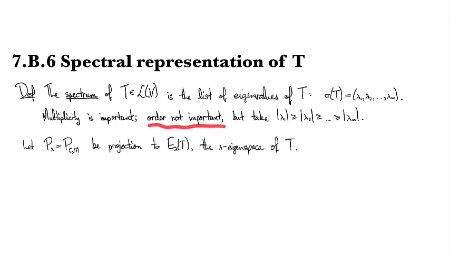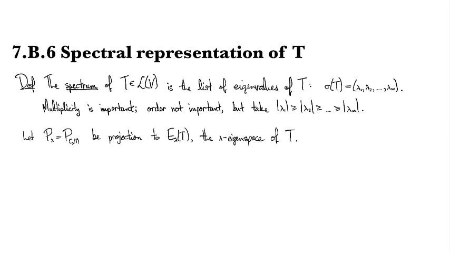The order's not super important, but for practical applications, and we'll talk about one of these later on, it's quite often good to take the biggest one in absolute value first. There might be a couple of different ones with the same absolute value, doesn't matter. You can always order them in non-increasing order like this. One other piece of notation we're going to need: I'm going to take P lambda to be the projection to the lambda eigenspace of T.